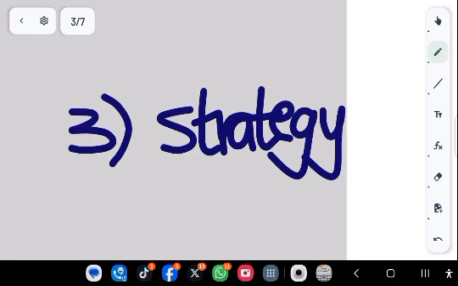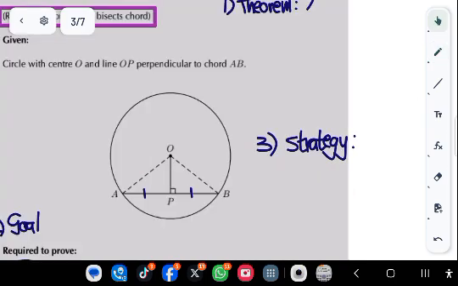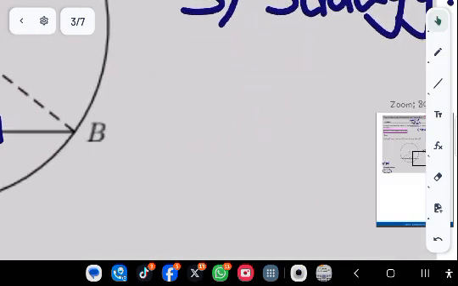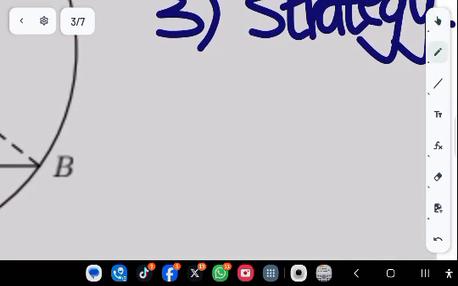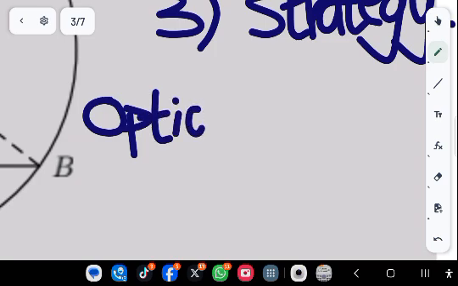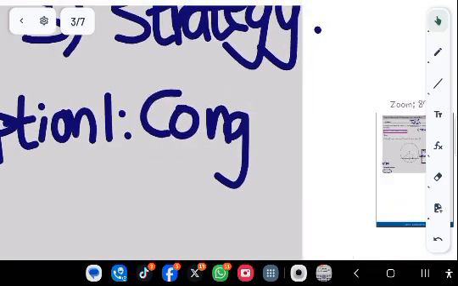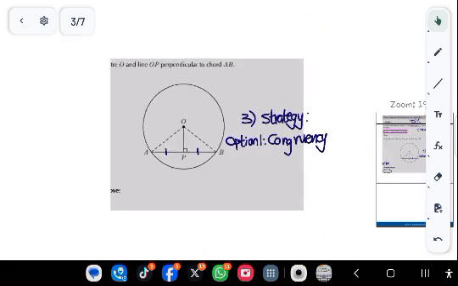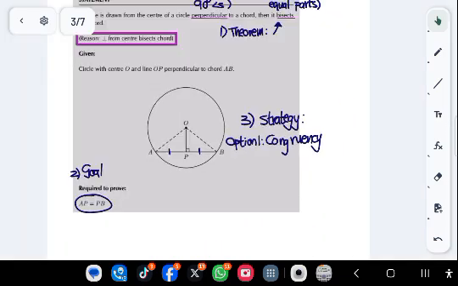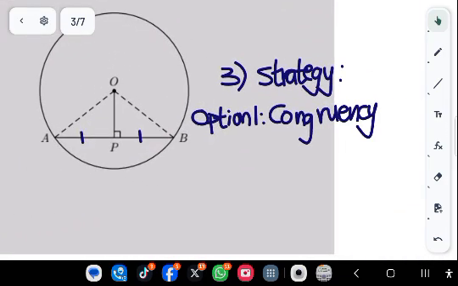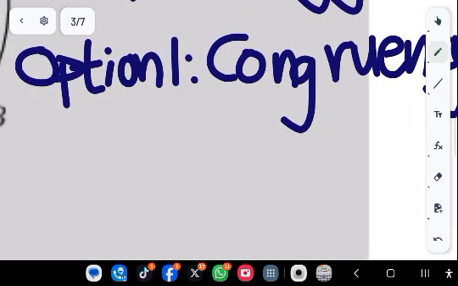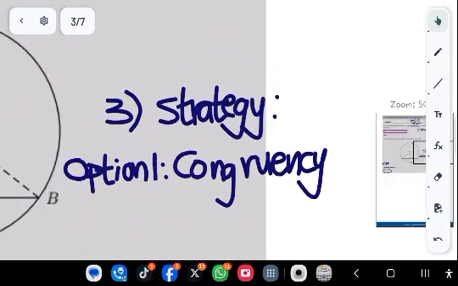I'm going to start with the first one. Strategy number 1, which is the one I personally prefer, but if you prefer the other one, I'm going to do both of them. So strategy 1, let's look at option 1. Option 1 is congruency. Now, when it comes to congruency, remember there are 4 ways you can prove that 2 triangles are congruent. Remember proofs of congruency?